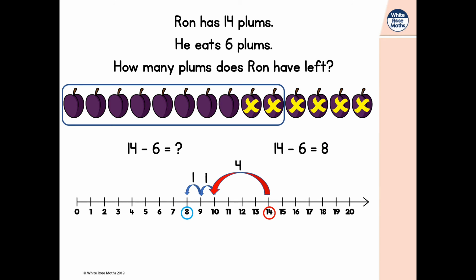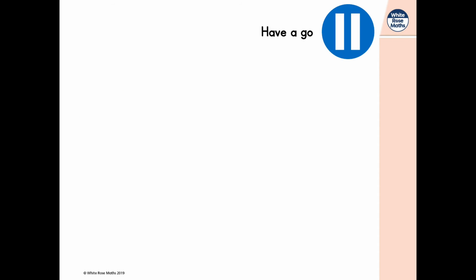So our answer to 14 subtract 6 is 8. Same answer, just a slightly different method. And we know now that Ron has 8 plums left. Does that make sense? Can you see the difference? Oh, good. It's time for you to have a go. Here's a question for you.